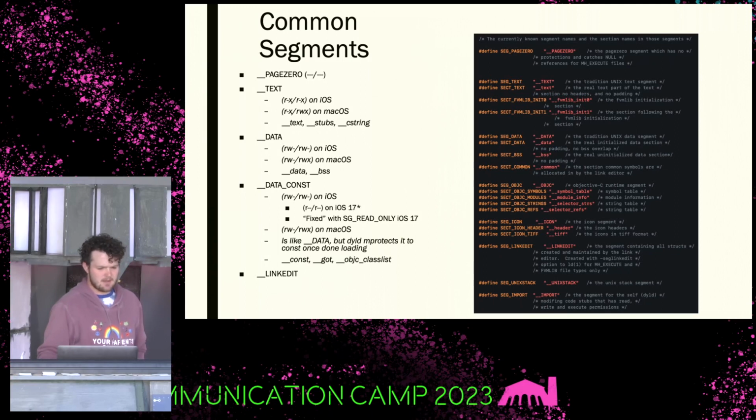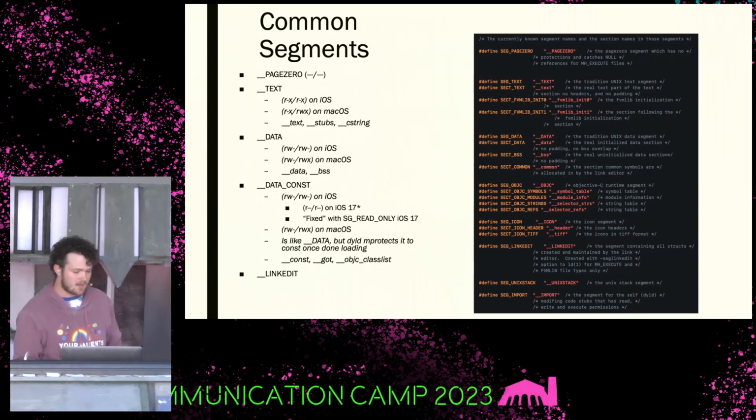is a bit interesting. So the way these protections work is, left is the initial protection, so you can see on text it's read-execute, and then right is max protections. So that's what you can theoretically upgrade the segment to. Like on Mac, you can make your text segment writable. Data const is a bit weird.